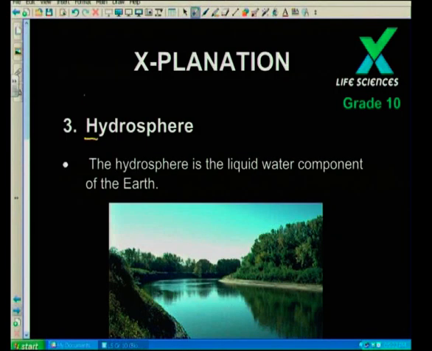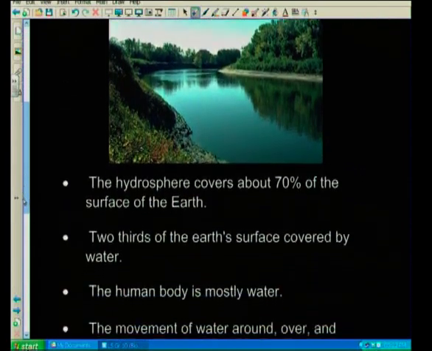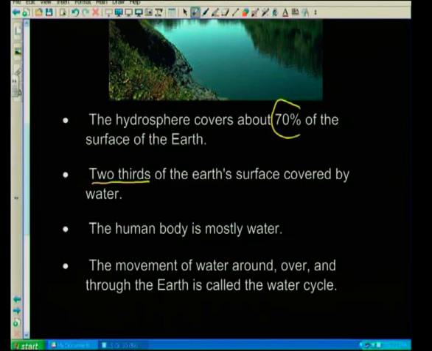Right, we're now moving on to the hydrosphere. Now hydrosphere, remember, hydrosphere, H2O, which is water. So the hydrosphere is the liquid water component of our Earth. Now if you can see in this picture, which represents a river, but that's not the only place where we find water. We find water on 2/3 of the Earth's surface is covered with water. That means about 70% of our Earth's surface is covered by water.